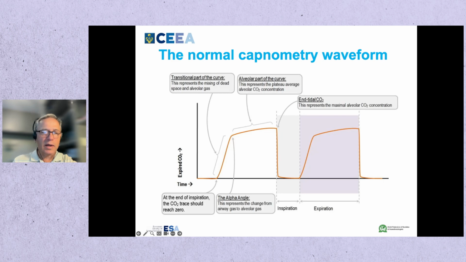The first one is that at the end of inspiration, the CO2 trace should reach 0. Then we have the transitional part of the curve. This represents mixing of dead space and alveolar gases. The alpha angle we spoke about represents the change from airway gas to alveolar gas. And then the plateau part of the trace, the alveolar part of the curve, represents the average alveolar CO2 concentration. This is the point where we take the end tidal CO2 concentration. This represents the maximum alveolar CO2 concentration. This is the number that will be displayed on the screen.